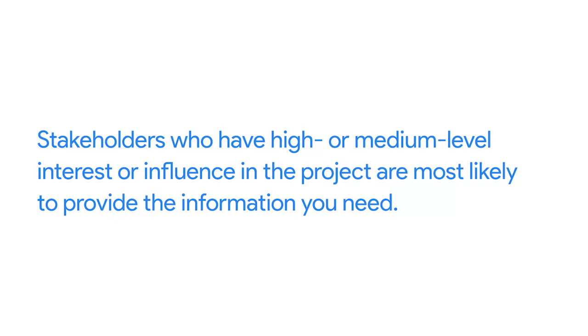As we've discussed, senior stakeholders are often busy with other aspects of their jobs, so you should be strategic about who to ask for a conversation. Stakeholders who have high or medium level interest or influence in the project are most likely to provide the information you need. Some examples include stakeholders who are subject matter experts and those who are directly affected by the outcome of the project, like your team's leadership. You can refer back to your stakeholder analysis for help deciding who would be best to connect with.